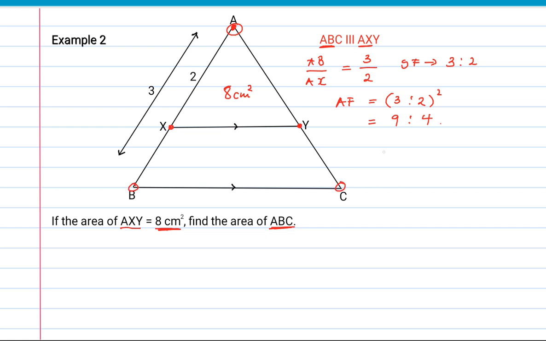After having found 9:4, now I want to find the area of the bigger triangle, which is ABC. So here I'll say 9 is to 4. Then what I was given is 8, which represents the smaller triangle. So I'll put it on the smaller side, which is here, and I'll say 8 is to more. Now this is equal to 8 all over 4 multiplied by 9. Then I find 2 multiplied by 9, which gives 18. So it will be 18 square centimeters. That will be the area for ABC.